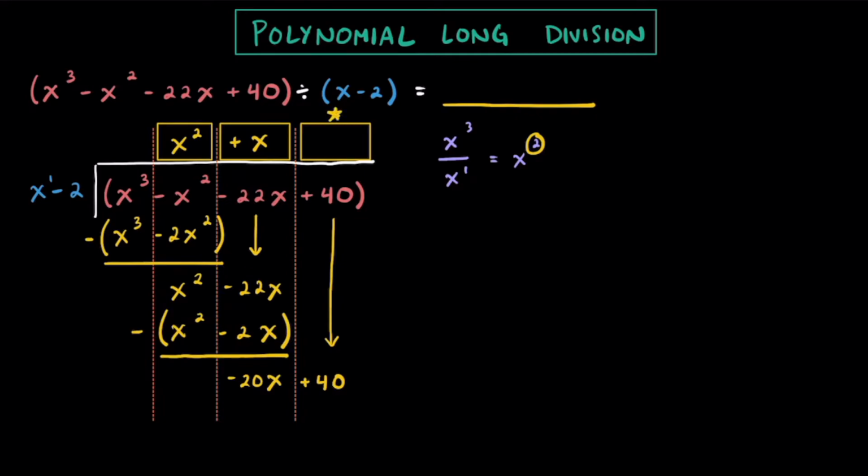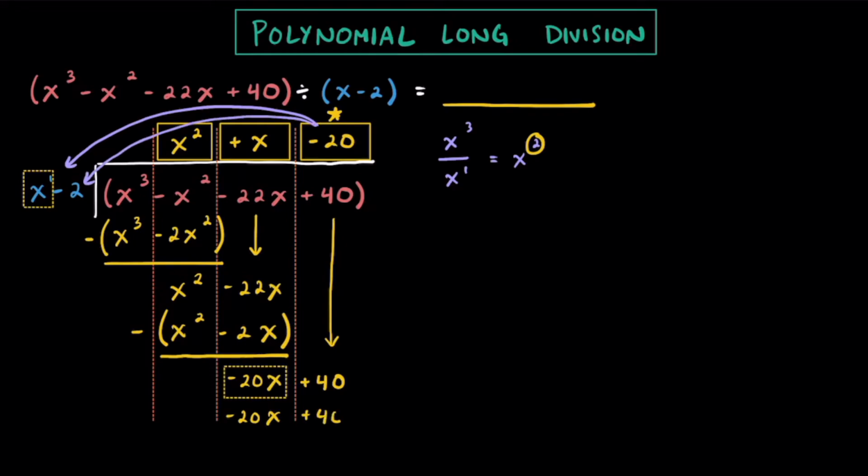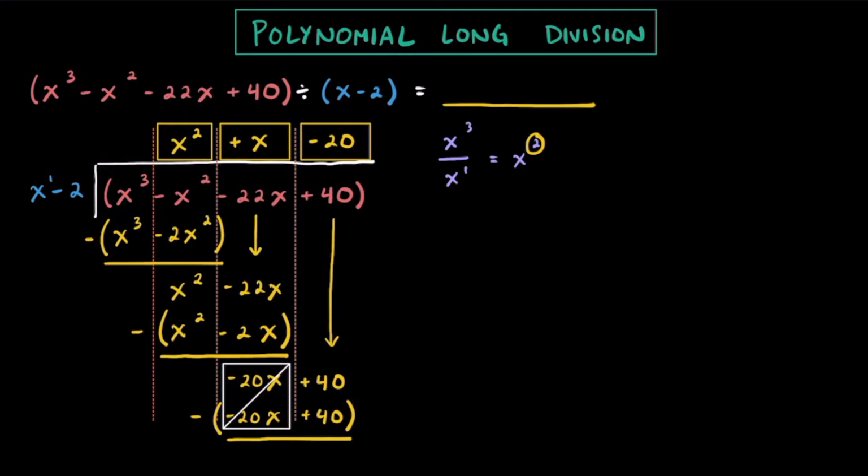For this last term, which is going to be a constant, let's see what we can multiply by this x to the first power to perfectly match this negative 20x to the first power. Going ahead and writing a minus 20 here as our constant, let's see if this works. Multiplying this negative 20 by this x to the first power, that's going to equal negative 20x. We'll write that down below. And multiplying this negative 20 by this negative 2, a negative times a negative is a positive, so it's going to be positive 40. And repeating this process and subtracting one more time, let's go ahead and see what our remainder is going to be. Negative 20x minus a negative 20x will cancel out, and a positive 40 minus positive 40 also cancels out, so our remainder is 0 here.